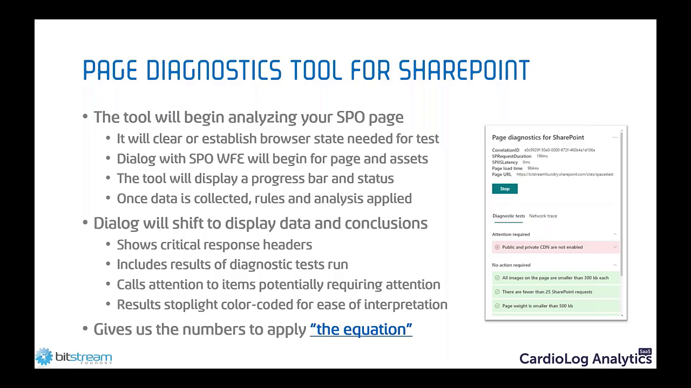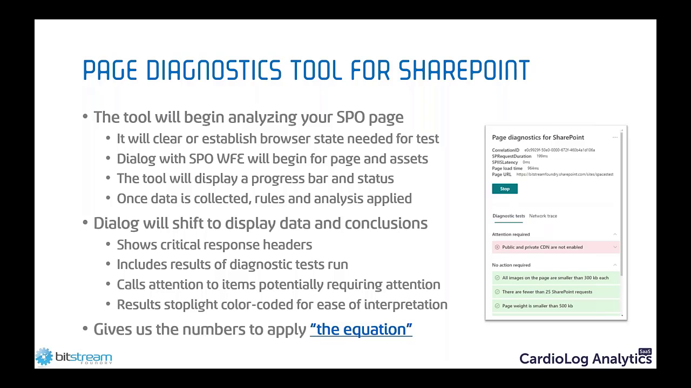And the dialog has two different tabs. The first tab is the diagnostic tests result tab, and we can clearly see that in the case of this example, most of the tests that ran against the page I was testing came back pretty good. I had a small page weight, fewer than 25 SharePoint requests to retrieve all the content. But one thing the tool yelled at me for was the fact that I wasn't using public and private content delivery networks, or CDNs. We'll talk a little bit more about CDNs, but this gives us the view we need to understand at a high level what might need to change in our pages and what we're actually doing well.